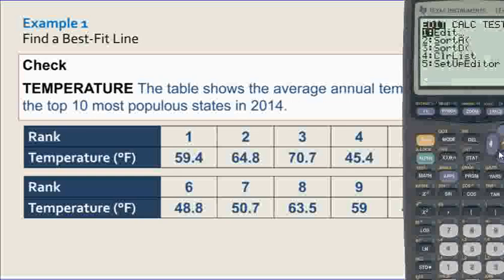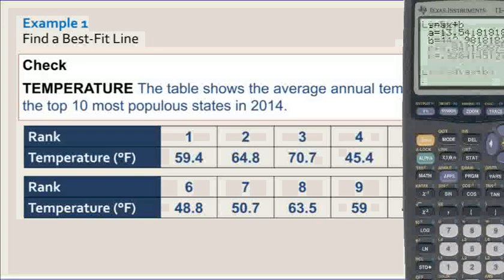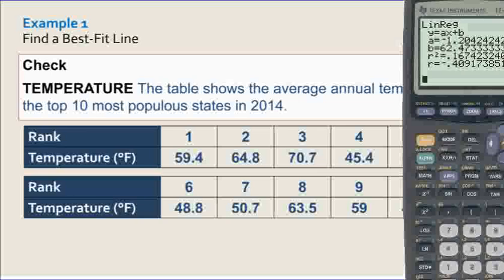And then we're going to hit stat again, go to calculate, number 4, hit enter. Here we have our equation. You notice that our R is negative 0.41, which means that is not a very strong correlation for that one.